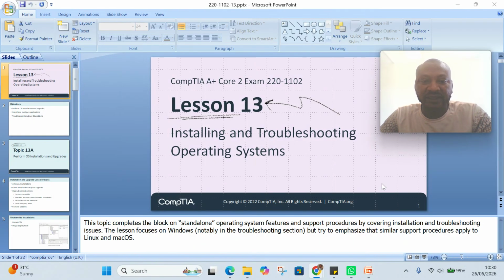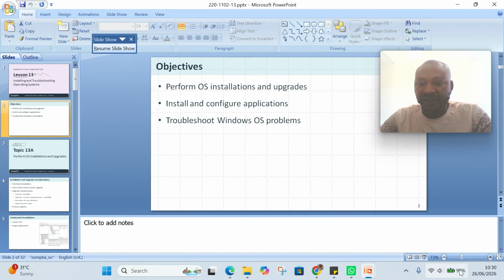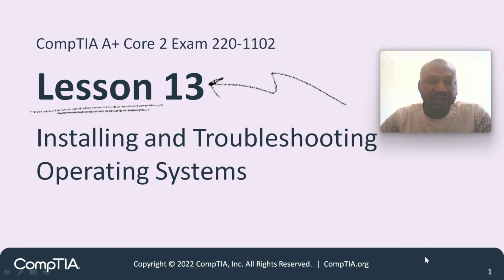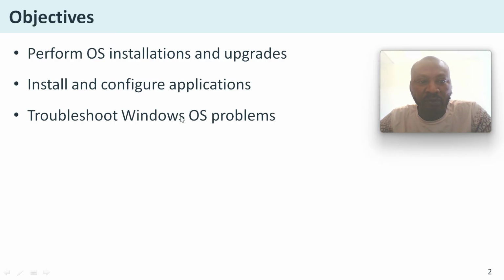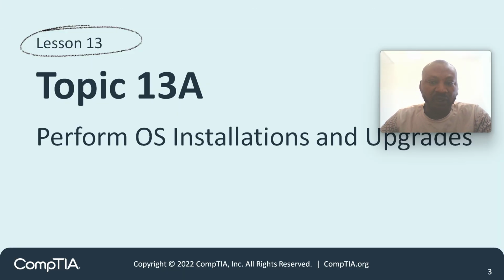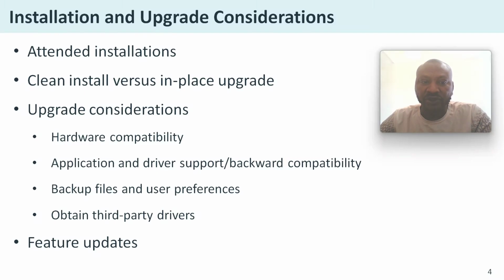So lesson 13, installing and troubleshooting operating systems. Our lesson objectives are to perform operating system installation and upgrades, install and configure applications, and then troubleshoot Windows operating system problems. These are the lesson objectives for lesson 13. Okay, so the first one is how to perform an OS installation and upgrades. So how do you install an OS?